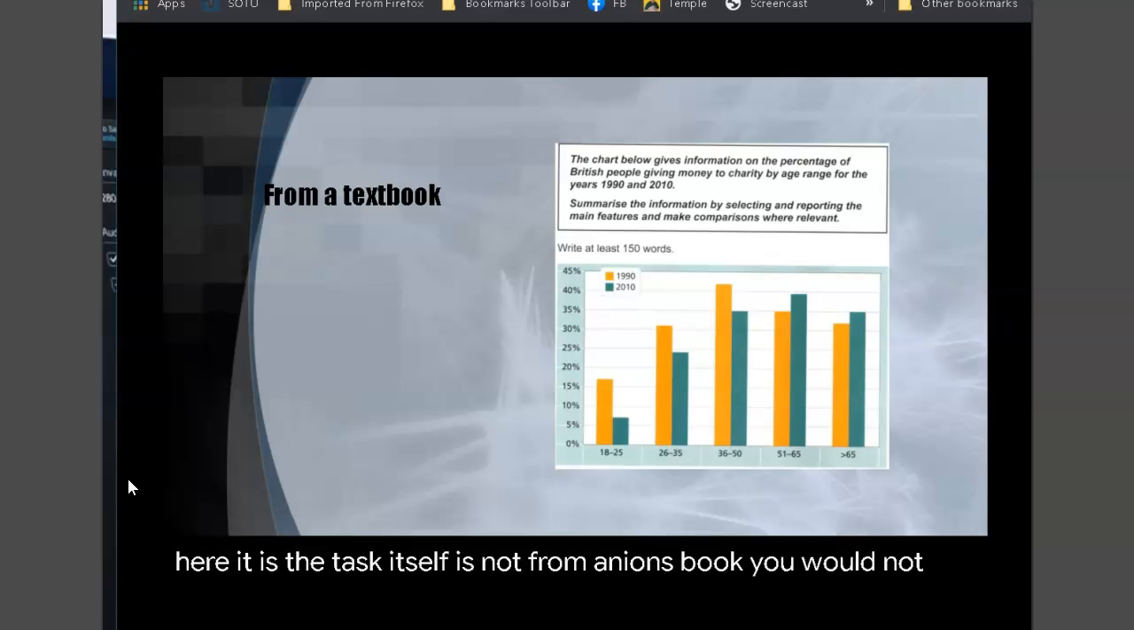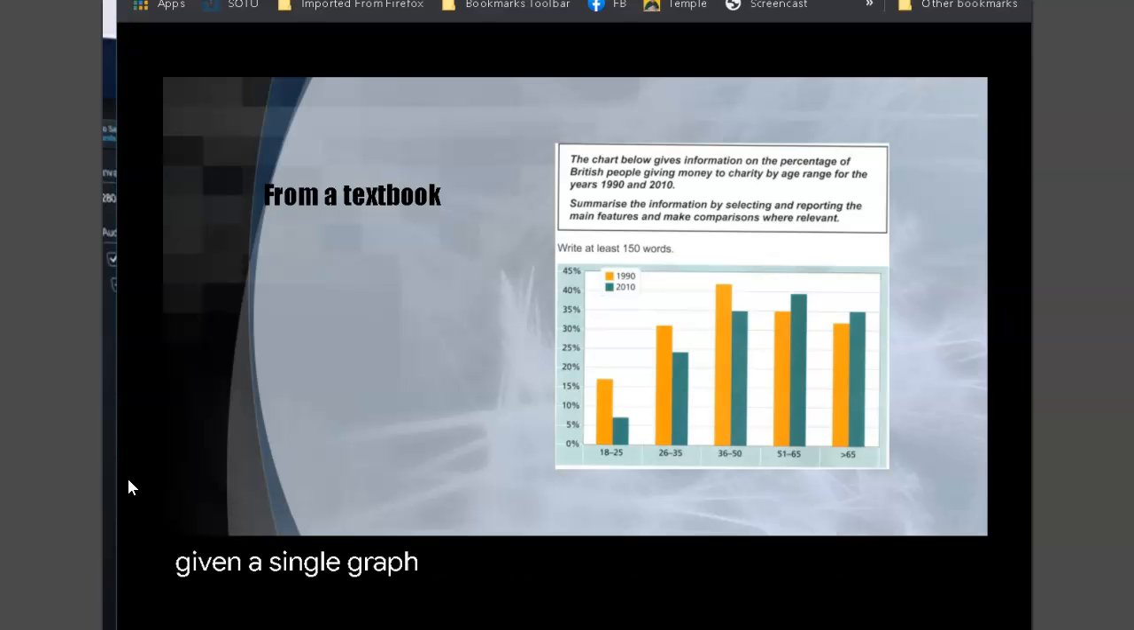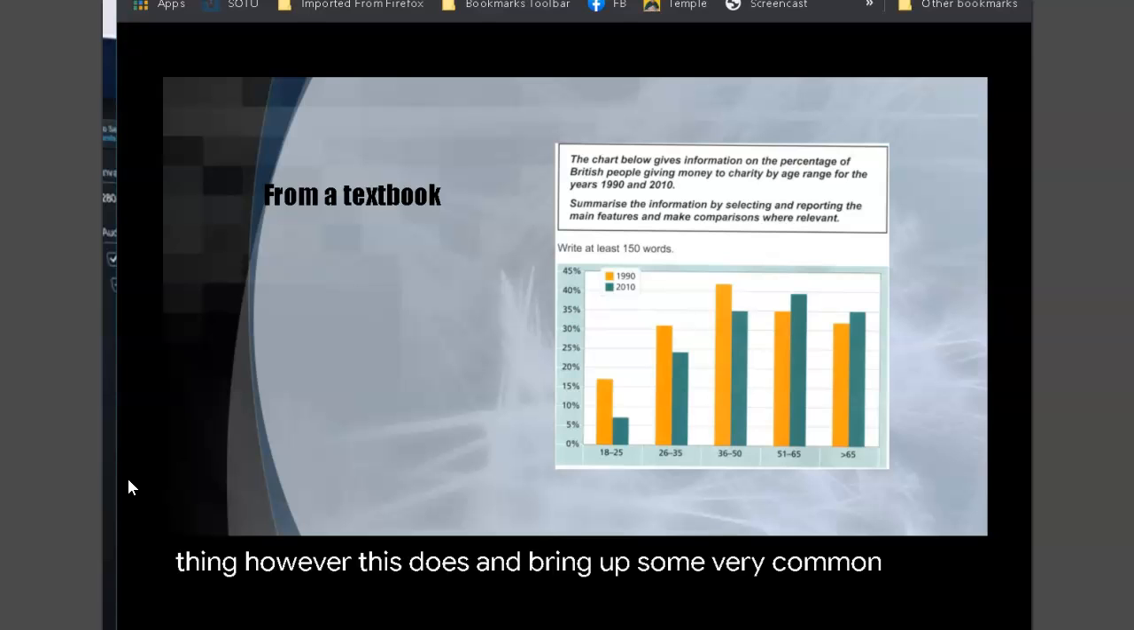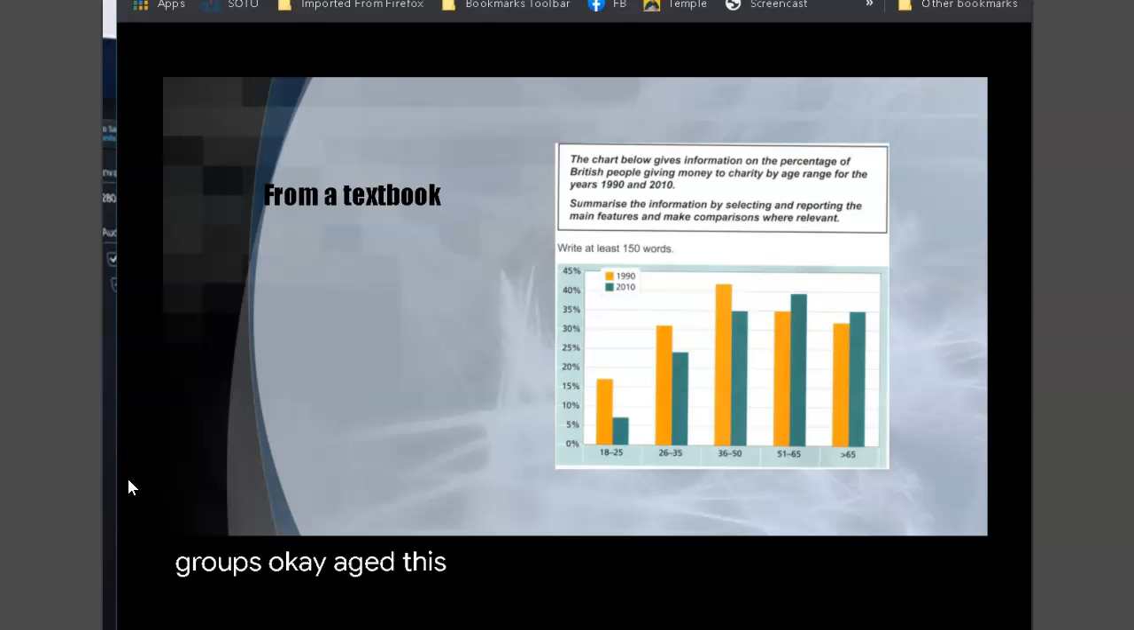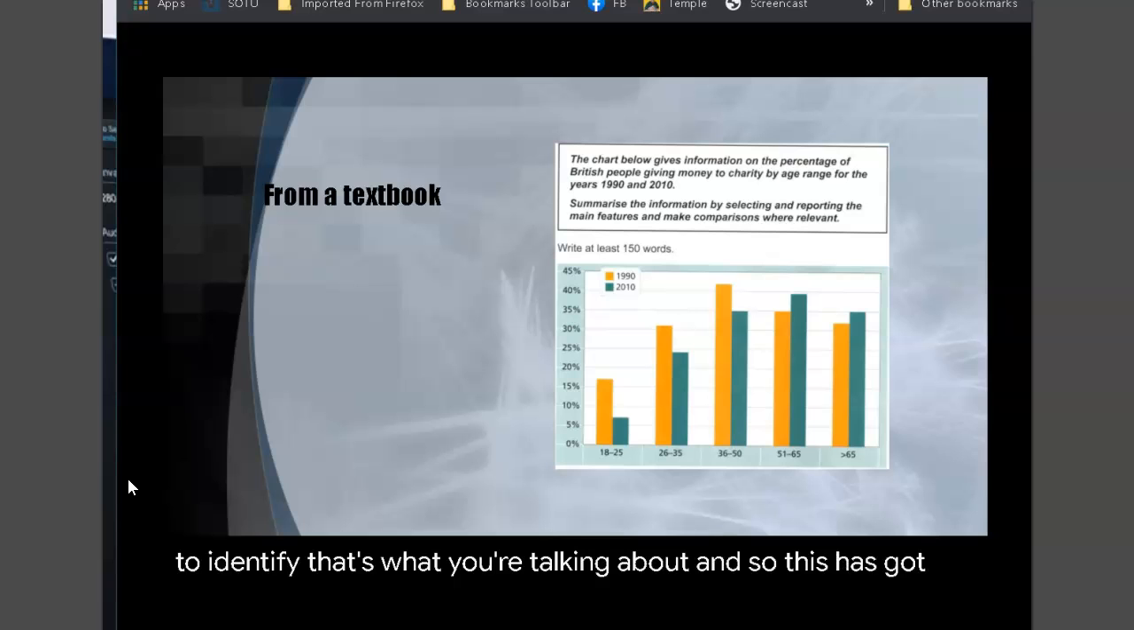You would not be given a single graph with 10 data points and that be the whole thing. However, this does bring up some very common topics that you'll have to talk about, or the ability to talk about age groups. Aged this and that, and then they often break up these statistics into age groups and percentages, and being able to identify that's what you're talking about. So this has got both of those, and you can kind of tell it must be from a textbook.